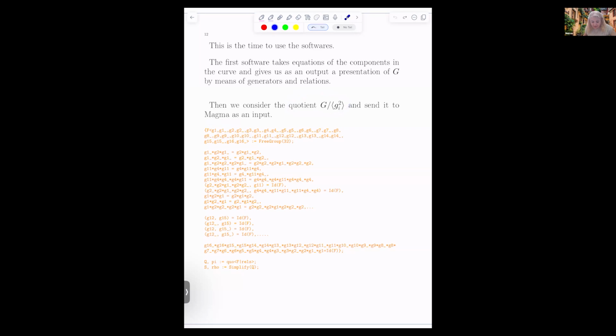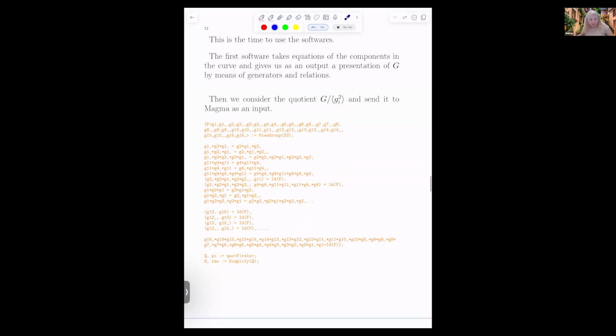So here you can see some screenshot of the input into Magma, and after we run Magma, we will get a simplified presentation for this quotient.